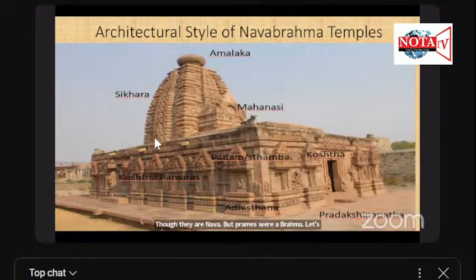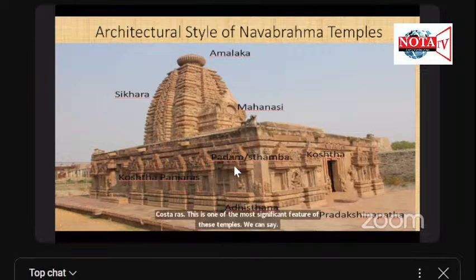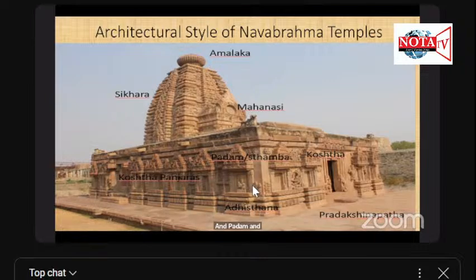And this is the architecture. I've taken one particular temple to show the architectural style. More or less, almost all the temples are of this style. Here you have the Sikhara and Amalaka. This is the Mahanasi, which you find in all the temples. And Kosta Panjaras, one of the most significant features of these temples. And Padam and Stambas, these are the Stambas you have. And the kostas, and Adhisthana and Pradakshinapada.